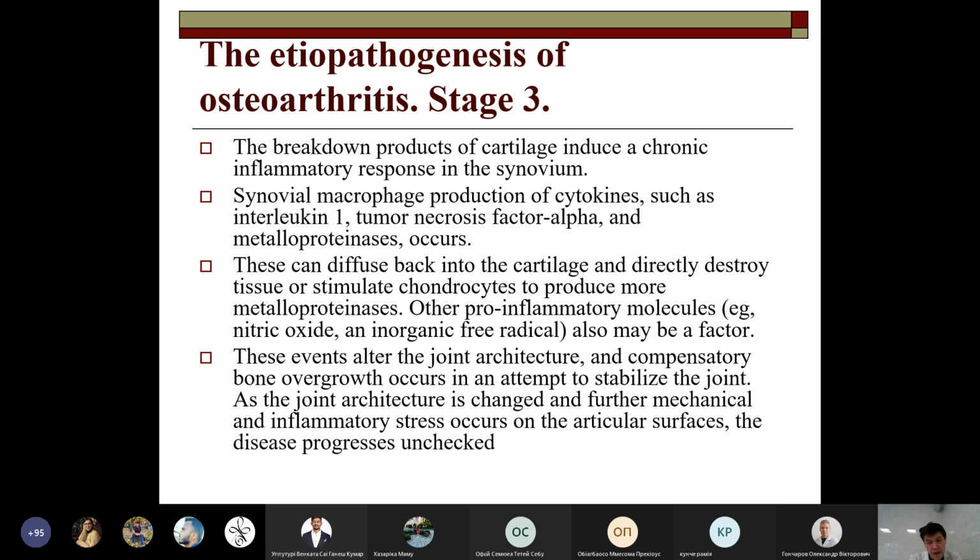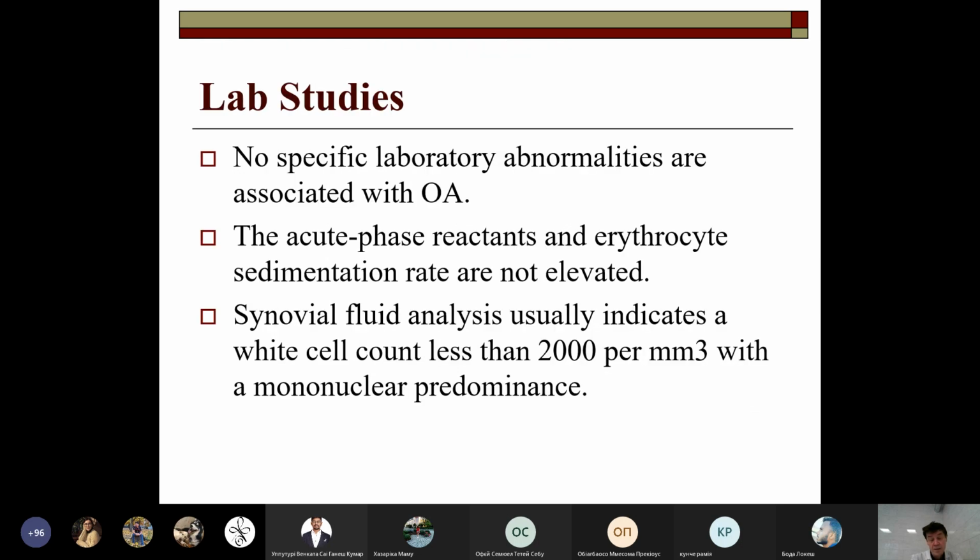All these can diffuse back into the cartilage, directly destroy tissue, and stimulate chondrocytes to produce more metalloproteinase. Finally, these events have a devastating effect on the joint architecture, and the maladaptive mechanisms exceed the adaptive mechanisms. Finally, this cannot stabilize tissue reparation and leads to destruction of the cartilage and subchondral bone, thereby ending up the pathogenesis of osteoarthritis.